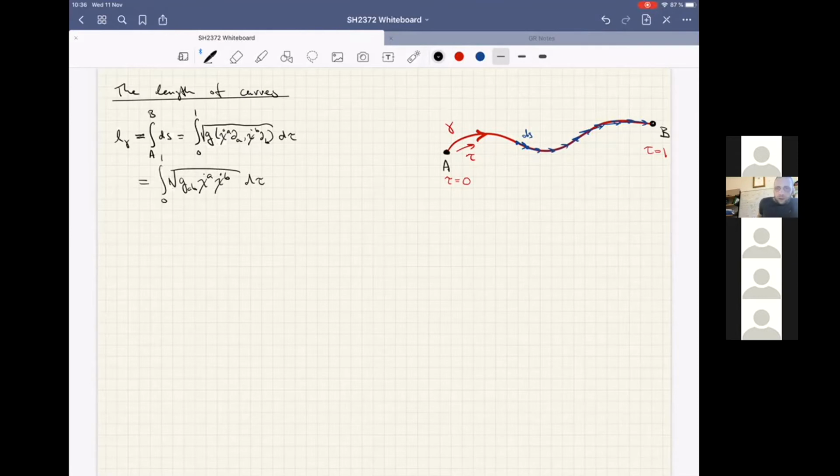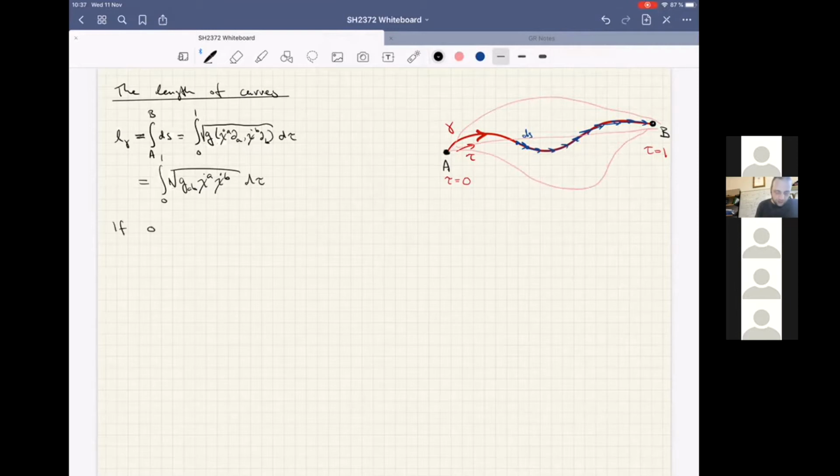So one question I can now ask myself is, if I have 2 points, these 2 points A and B, what is the shortest path between A and B? So for example, it might not be this path, but it might be some other path like that, or even like that, or like that. We just don't know yet. So the way of finding out what the shortest path is, is to perform variational calculus.